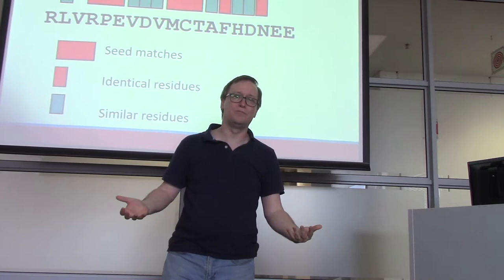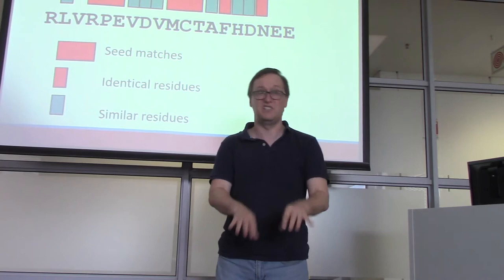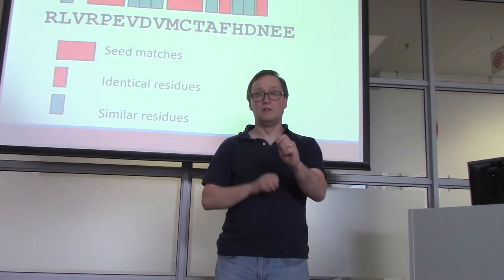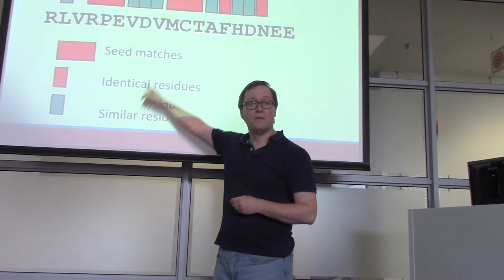So the software has to optimize this. It needs to find the right amount it can push out these margins to encompass all the similarity around this particular seed. Everyone sees that? The maximal segment pair then, this region that maximizes the score between these two sequences, is what it reports the score, the expectation value for in the end. Okay, that's BLAST. Maximal segment pairs, very important concept to understanding BLAST.